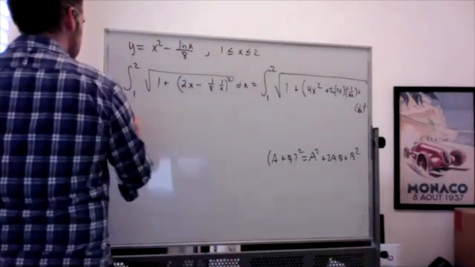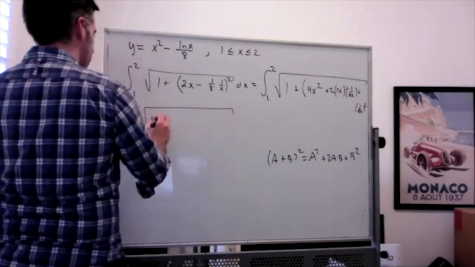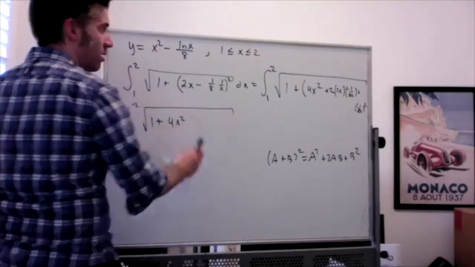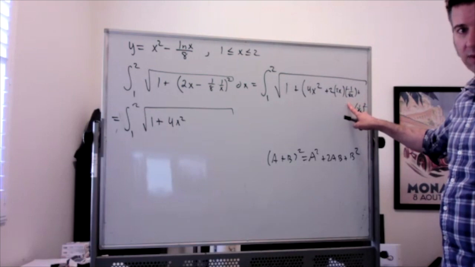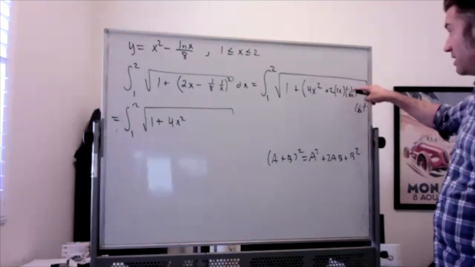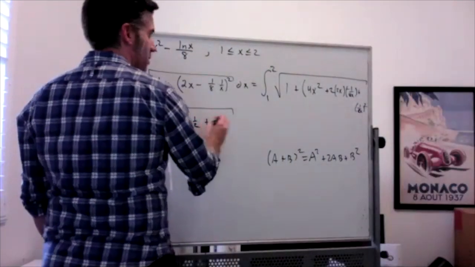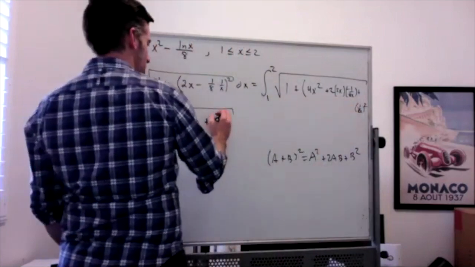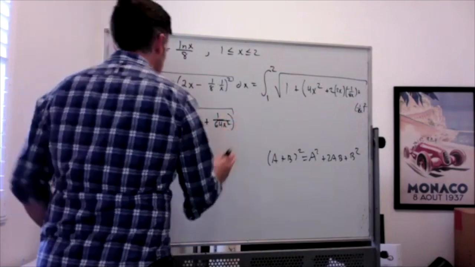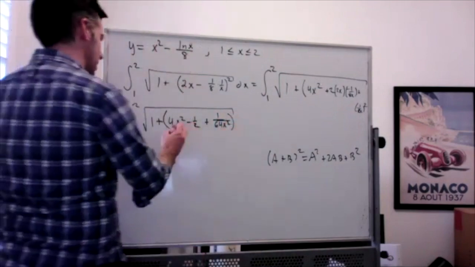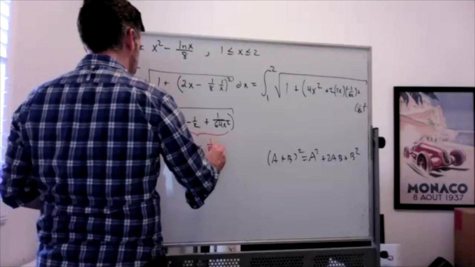So here's what we've got. I'm going to write it again. We've got the integral from 1 to 2 of the square root of 1 plus 4x squared. 2 times 2x is 4x. 4x over 8x, the 4 and 8 cancel, you get 2 in the bottom, the x's cancel. You get a negative 1/2. Plus negative 1 over 8x squared is 1 over 64x squared. And we know that this part in parentheses is your 2x minus 1 over 8x quantity squared.